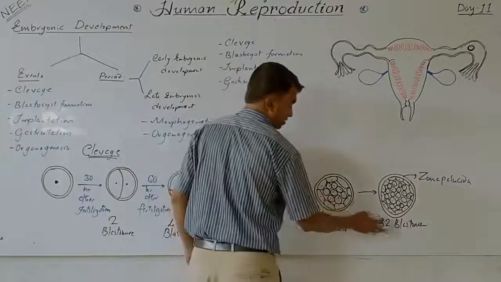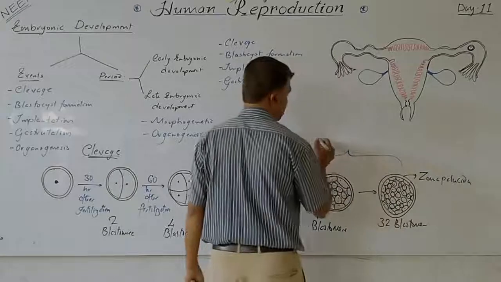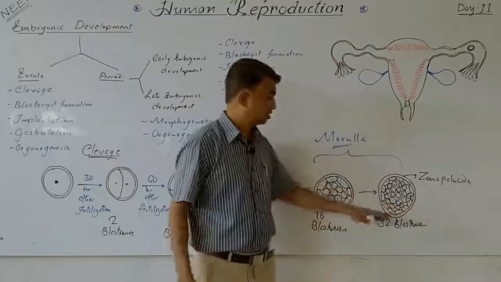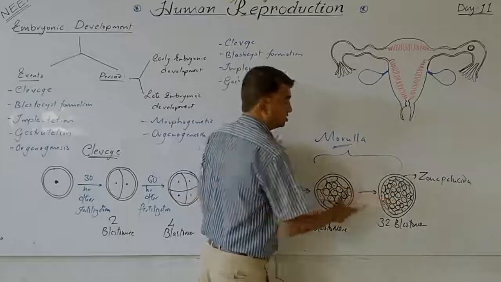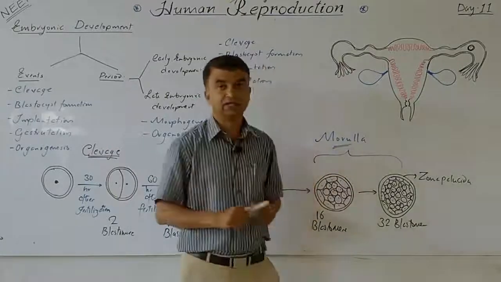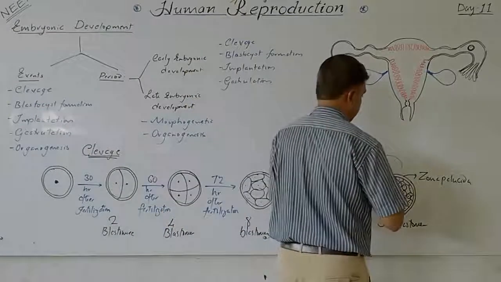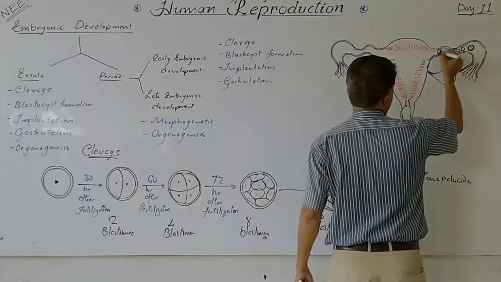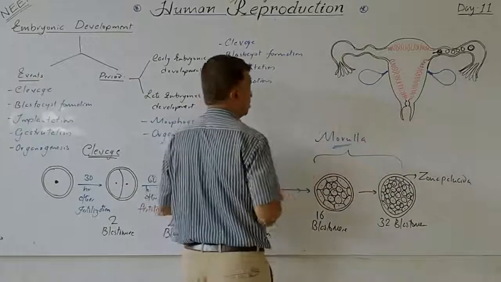So this 16 or 32 cell solid structure with 16 to 32 blastomeres is called a morula. Clear? This is a solid, wall-like structure where the outer cells are with tight junctions, a very compact area, and the inner cells are a little bit loose. This is called a morula. Now this morula undergoes the next event, that is blastocyst formation. All these divisions take place here only: first cleavage, second cleavage, third cleavage, fourth cleavage, and this is the morula, and this morula will gradually descend into the uterine cavity. Till then, this morula turns into the blastocyst.